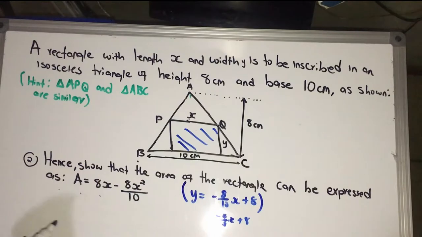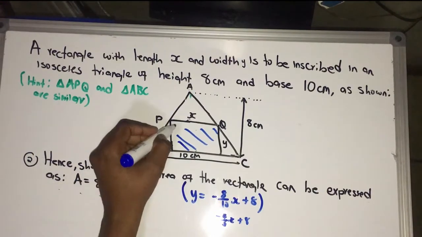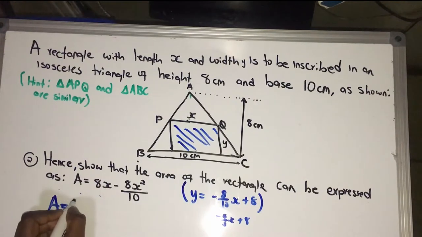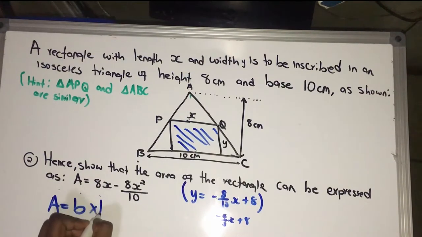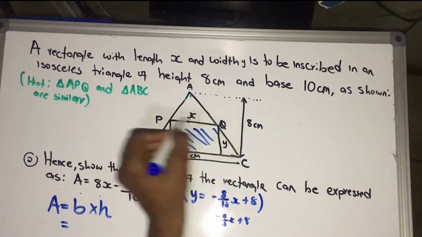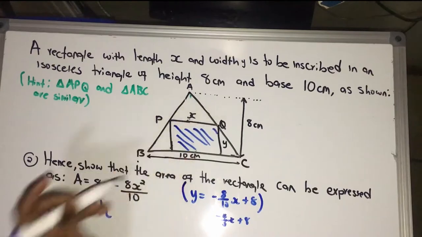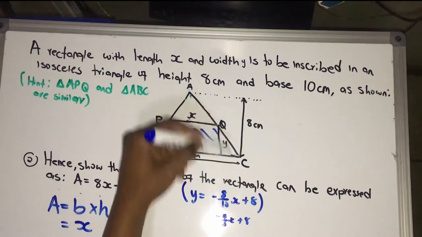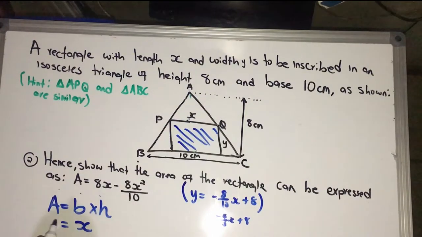Okay, so now we have the area of this rectangle. So that's our area formula. It's gonna be breadth times height. Okay, so breadth of the rectangle is x, and then height is y. But we have y in terms of x.